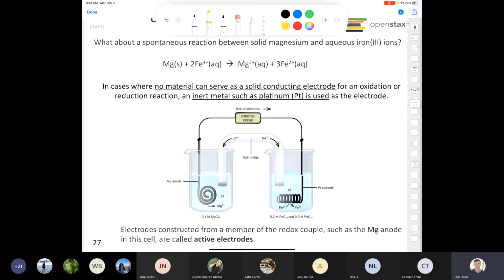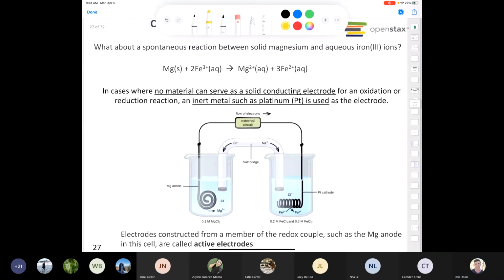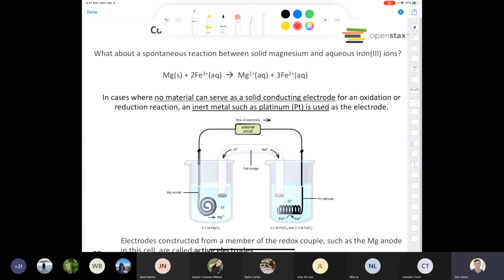Let's say you had this redox reaction here, where magnesium is undergoing oxidation to magnesium 2+, but iron 3+ is not being reduced to solid iron. It's undergoing reduction, yeah, but it's just undergoing reduction to another ion. So we don't have a solid piece of iron in here anywhere. So what the heck do you do in this kind of situation?